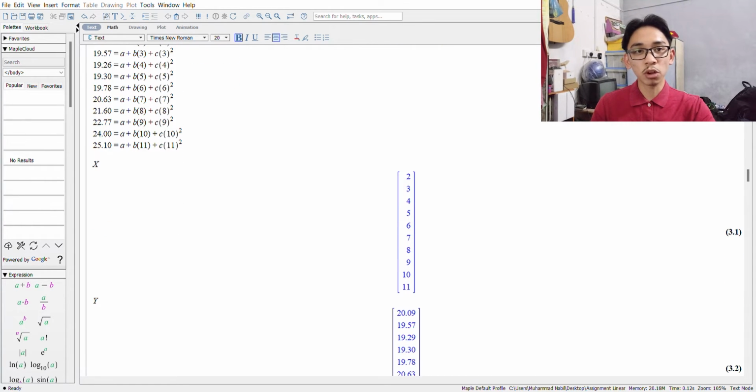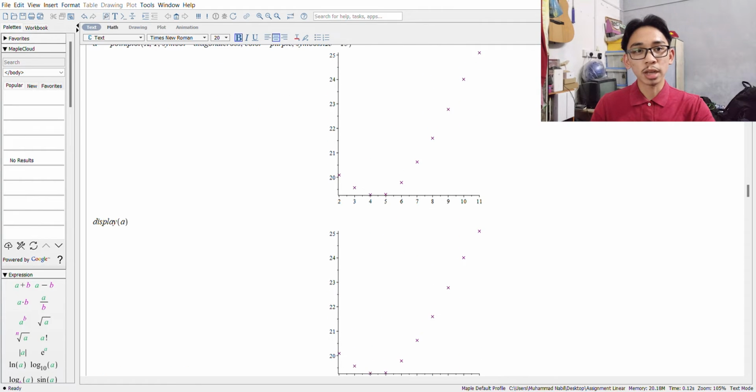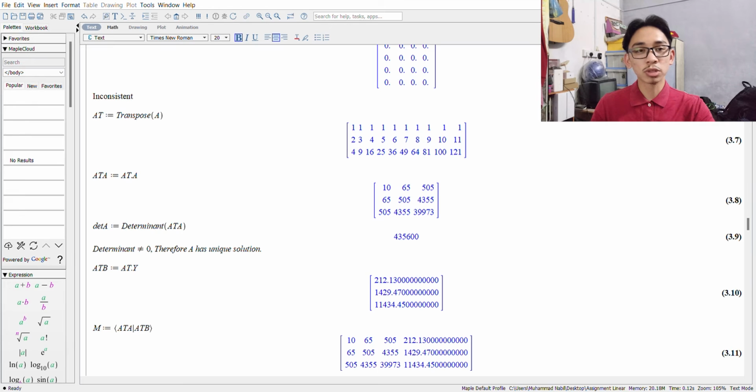We substitute the value of x and y, and then we put them into a matrix form, and then we reduce it by using RREF, and it will obtain inconsistent. So because of that, we use the normal system. We obtain that the determinant of A is not equal to 0, which indicates A has a unique solution.